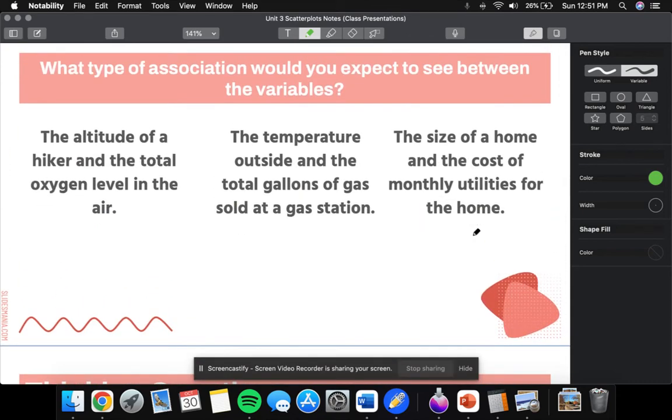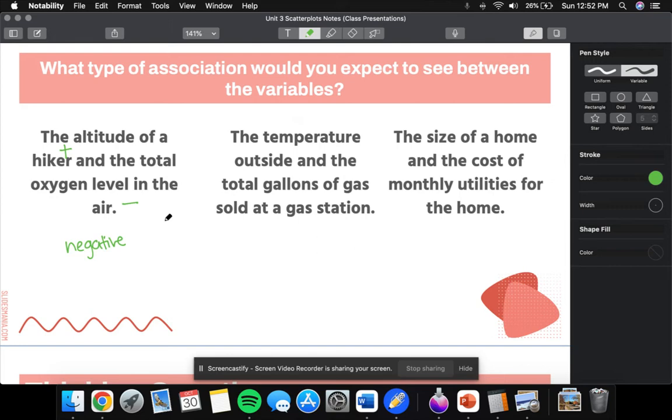First, the altitude of a hiker and the total oxygen level in the air. The altitude of a hiker means someone's going up a mountain. The higher someone gets up a mountain, the less oxygen there is in the air. So it should be less. A positive and a negative would make a negative association.